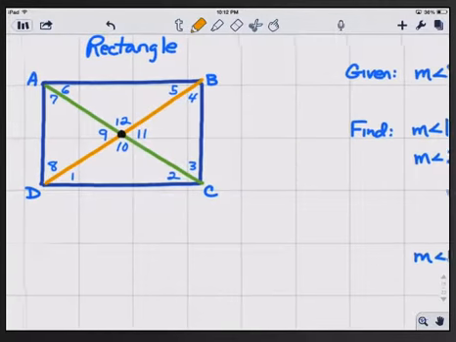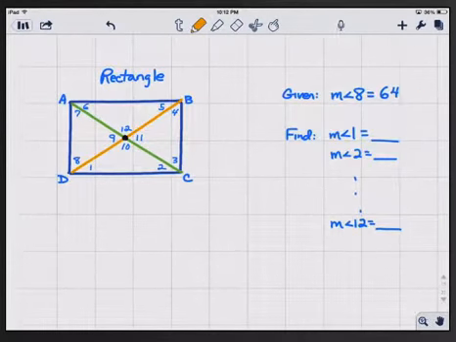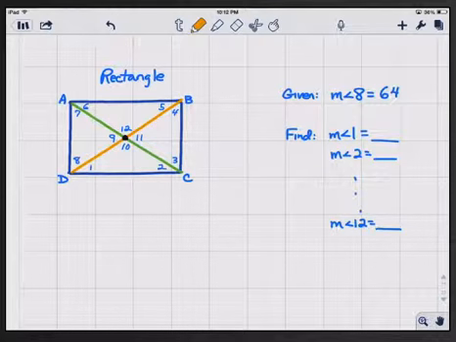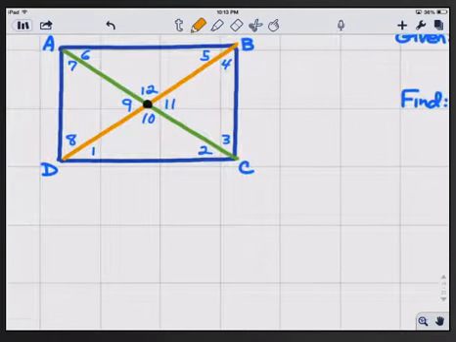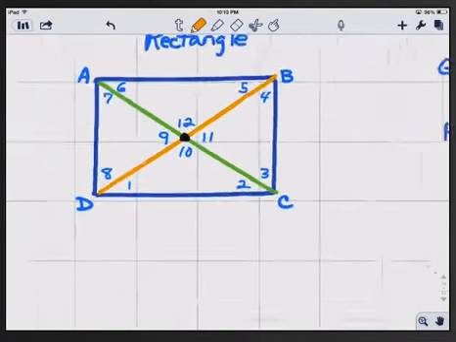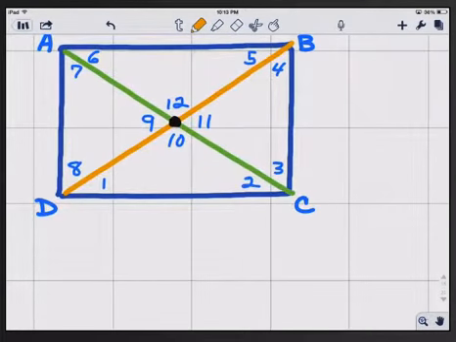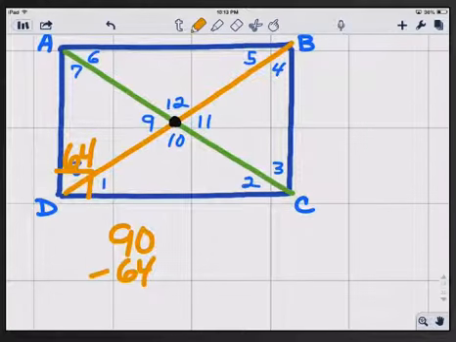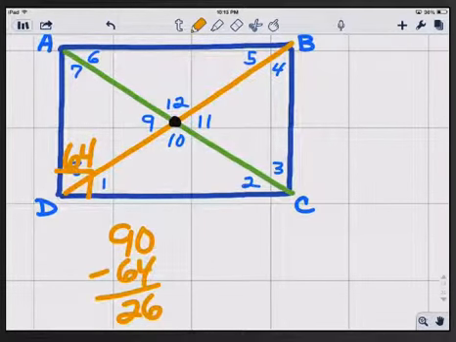And if we continue and we work with the angles of a rectangle, when you draw the two diagonals, if any one angle is given, such as in this case, angle 8 is equal to 64, we should be able to find all of the other angles. So we'll just zoom in. If this angle, angle 8, is 64, by definition, if it's a rectangle, this at point D is a right angle. So angles 1 and 8 have to be complementary, so you subtract 64 from 90, and you get 26 for angle 1.